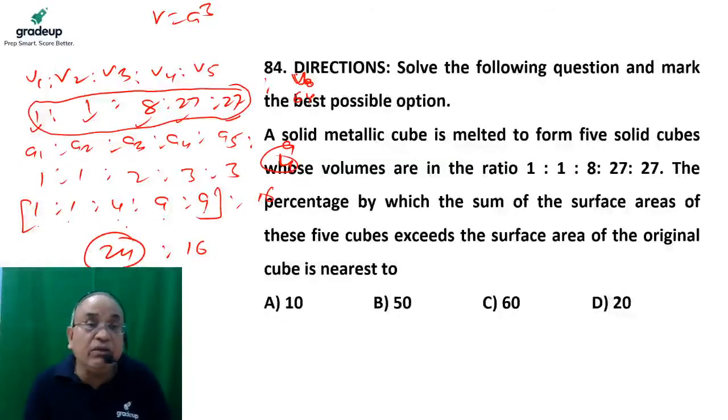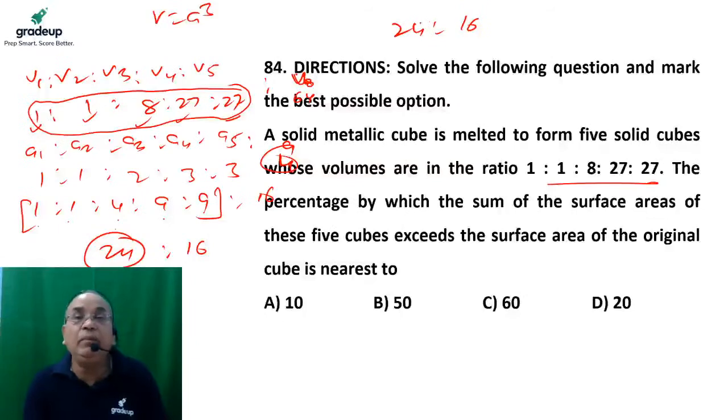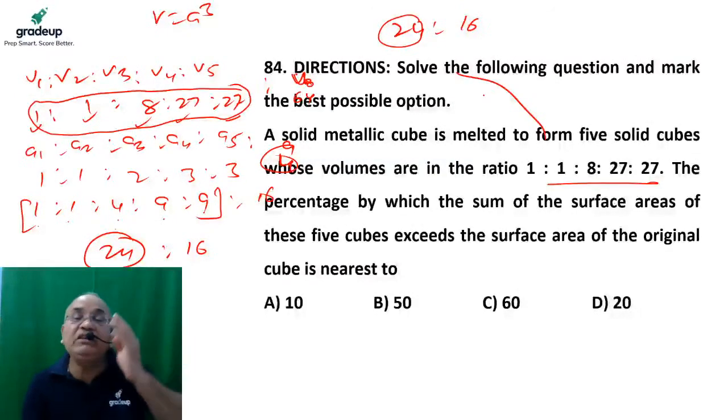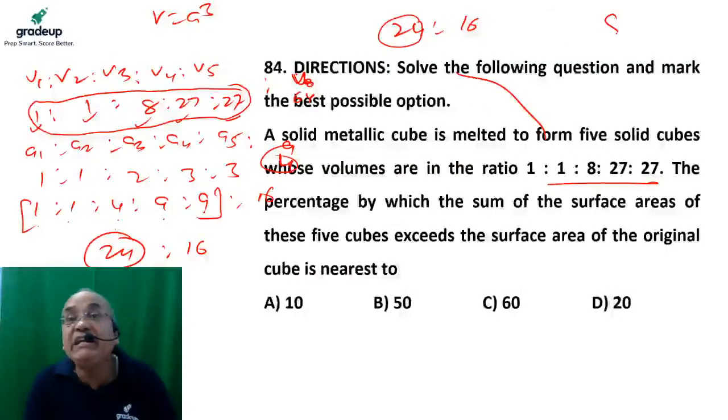So this is the volume of all 5, and this is the volume of that by melting which we have formed these 5. Okay. So surface area is in the ratio of 24 is to 16. It means if the surface area of these 5 is 24, then the surface area of the original would be this much, which is 8 less than 24.